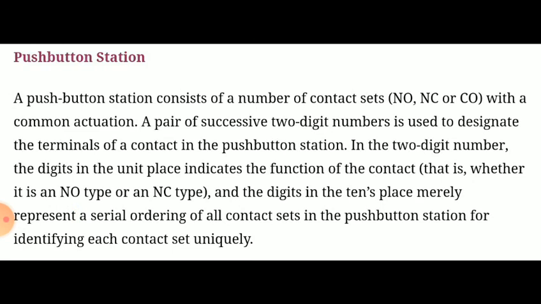Then, push button station. A push button station consists of a number of contact sets, that is NO, NC and CO, with a common actuation. A pair of successive two-digit numbers is used to designate the terminals of a contact in a push button station. In the two-digit number, the digit in the unit place indicates the function of the contact, that is whether it is an NO type or an NC type, and the digit in the tens place merely represents a serial ordering of all contact sets in a push button station for identifying each contact set uniquely.